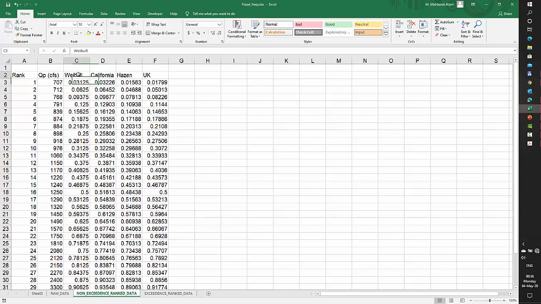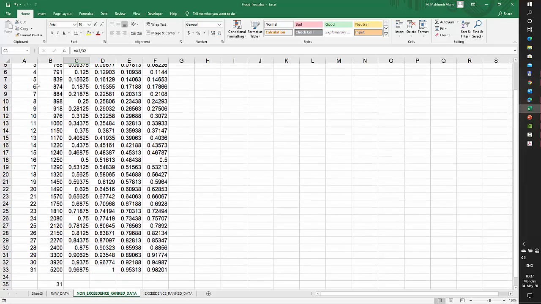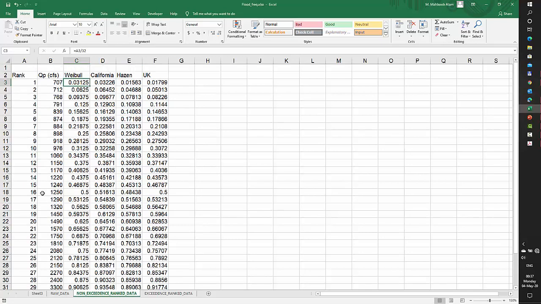Now there are different formulas available to us: the Weibull formula, the California formula, the William-Hazen formula, and the UK formula. You will see that there is a very small difference between each one of them. We'll plot them and then you will see the difference. Just look at the Weibull formula. It is nothing but dividing the rank of a data point by the total number of values that we have. We have a total of 31 values, and this is divided by 32.